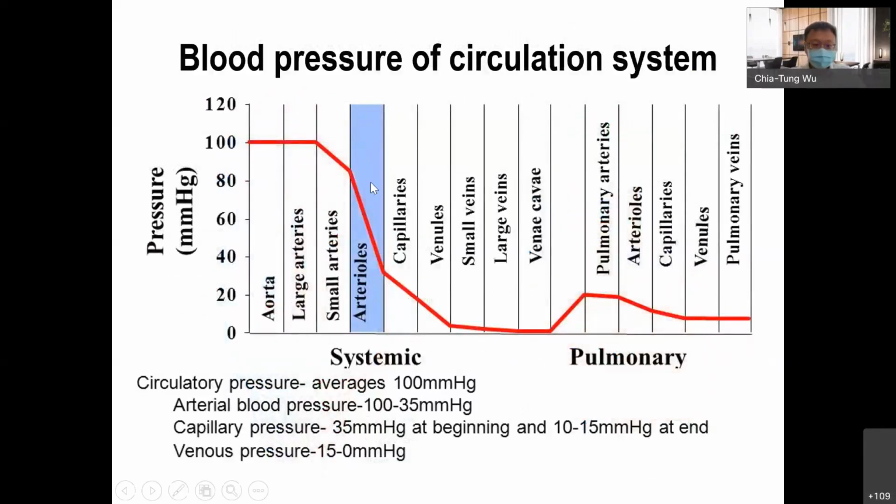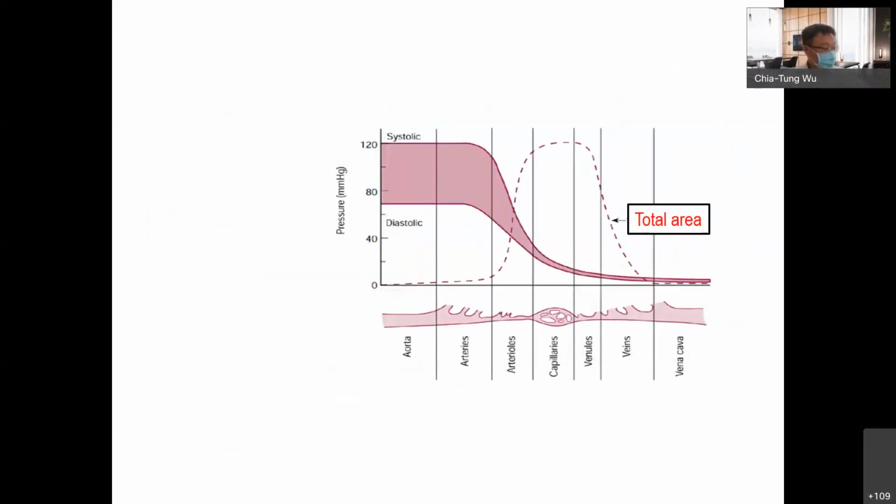And this picture shows the blood pressure in our circulation system. At the arterial side, the blood pressure is around 100, and at the capillaries, the blood pressure dropped to 35, and then dropped to 15 mmHg at the venous side. Okay, and this picture shows the blood pressure in different parts of the vessels and also the total area of our blood vessels. So you can see the total area is biggest at the capillaries and small veins.